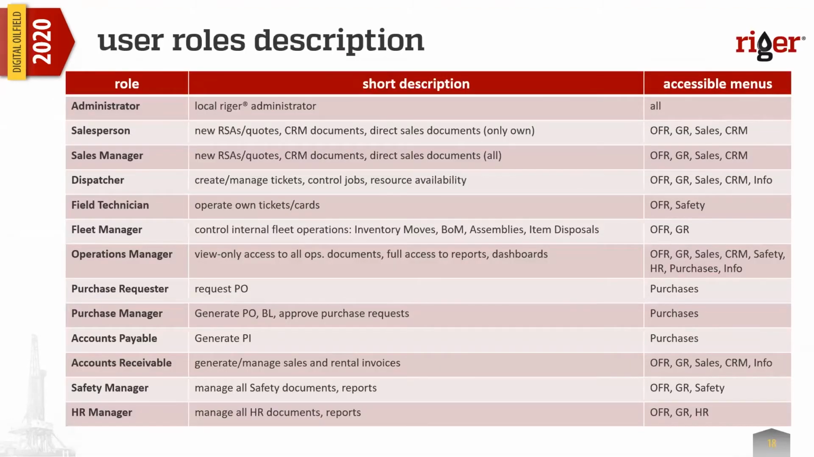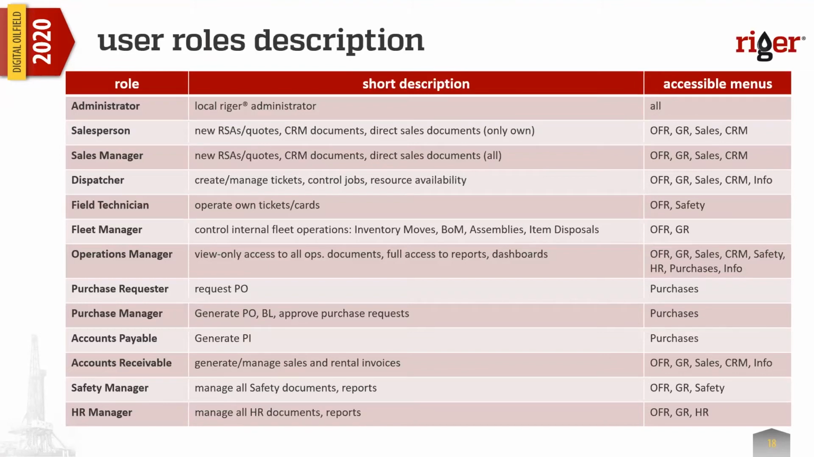All right, so this is the actual user roles that we have in the system right now. Overall, we have 14 roles. So the administrator, as already stated, the local god of the RigER platform that you will be using in your company. Then the sales roles, the salesperson and sales manager. So the main difference between the sales manager and the salesperson is that the sales manager has access to all sales documents and CRM documents and has approving functions, while the salesperson will have access to only his or her own documents or the documents that have been assigned to that particular role.